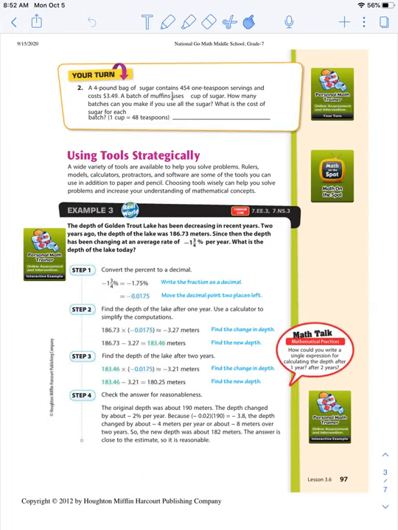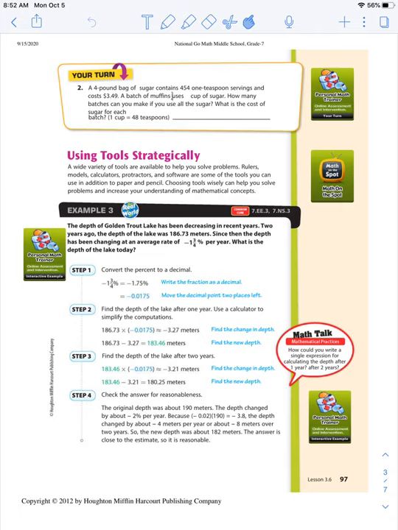All right, example 3. The depth of Golden Trout Lake has been decreasing in recent years. 2 years ago, the depth of the lake was 186.73 meters. Since then, the depth has been changing at an average rate of negative 1 3/4% per year. What is the depth of the lake today?